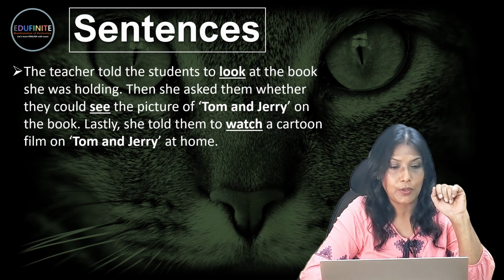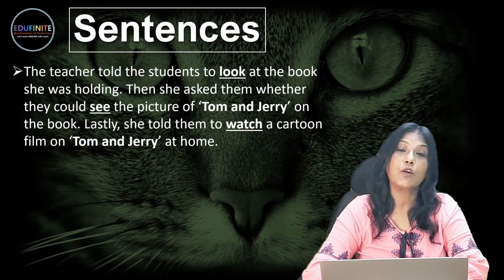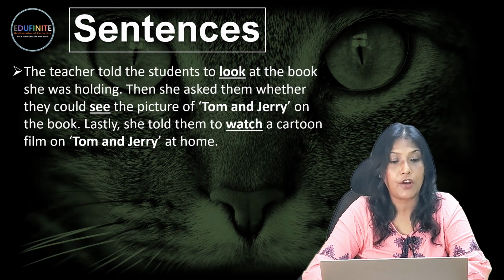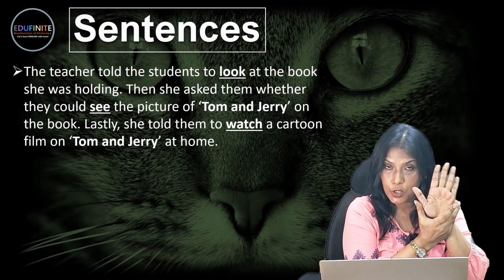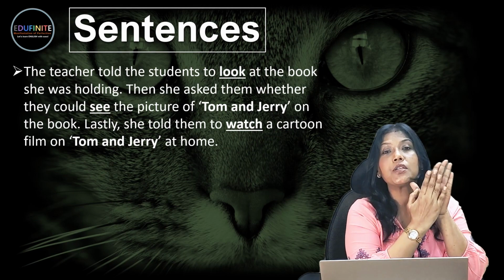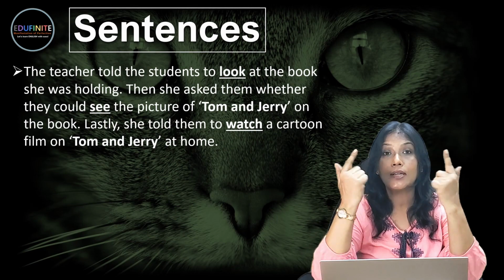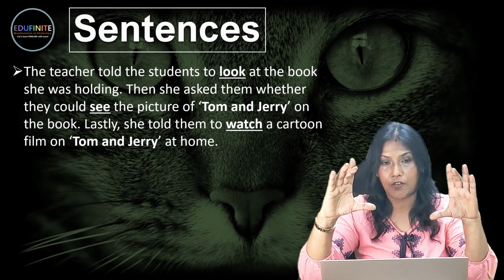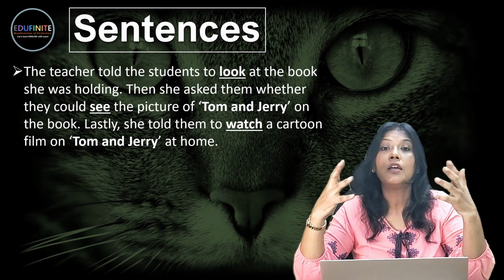Next. Then she asked them whether they could see the picture of Tom and Jerry on the book. On the book, there was a picture of Tom and Jerry, and since their attention was already towards the book, she just wanted to know whether their eyes were able to perceive the picture of Tom and Jerry. That means there are many students in the class. Some might not be able to see it properly.